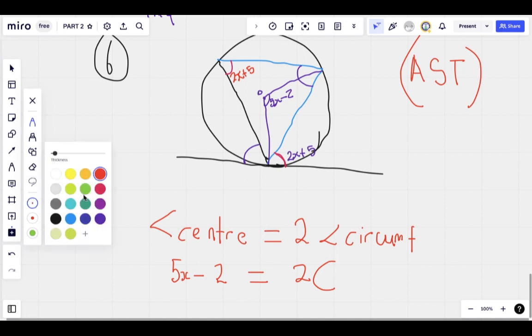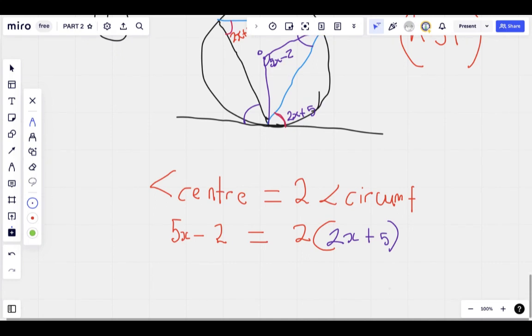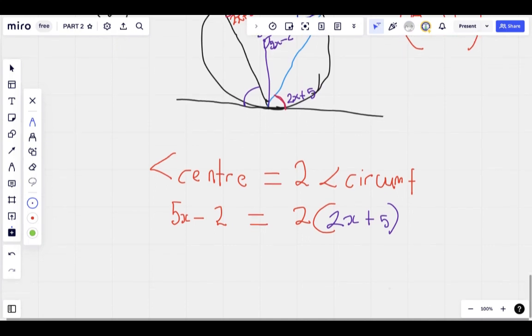Let's use another color to itemize this. 2x plus 5. So it becomes a simple equation which we're going to solve, and then we find the value of x, which they ask us to find. And if you find the value of x, you can find the angle in each place. The question can ask you to find the value of x and find each of the angles.